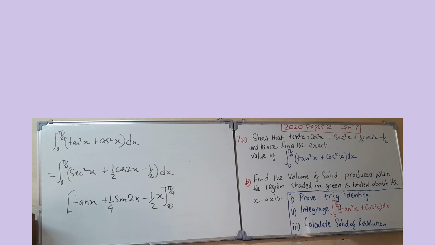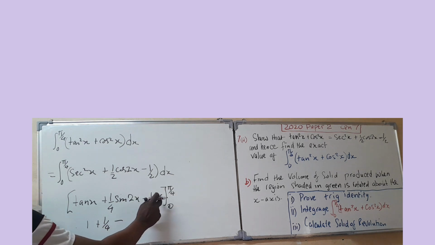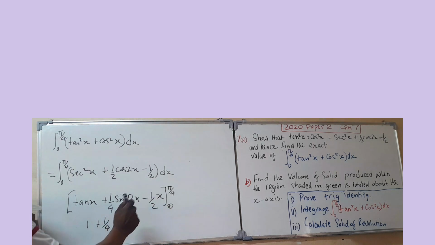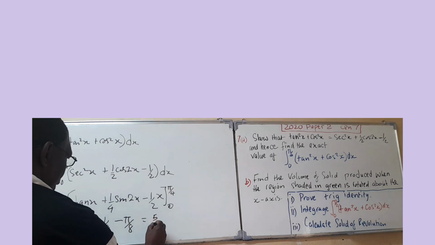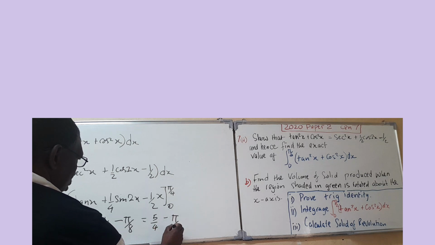Let's evaluate the integral. Well, tan of pi over 4 is 1. It's tan of 45 degrees. Now, when x is equal to pi over 4, 2x is equal to pi over 2. Sine of pi over 2 is 1, multiplied by 1 over 4, it's 1 over 4, minus, when x is pi over 4, half of it is pi over 8. And this we can simplify as 5 over 4 minus pi over 8.